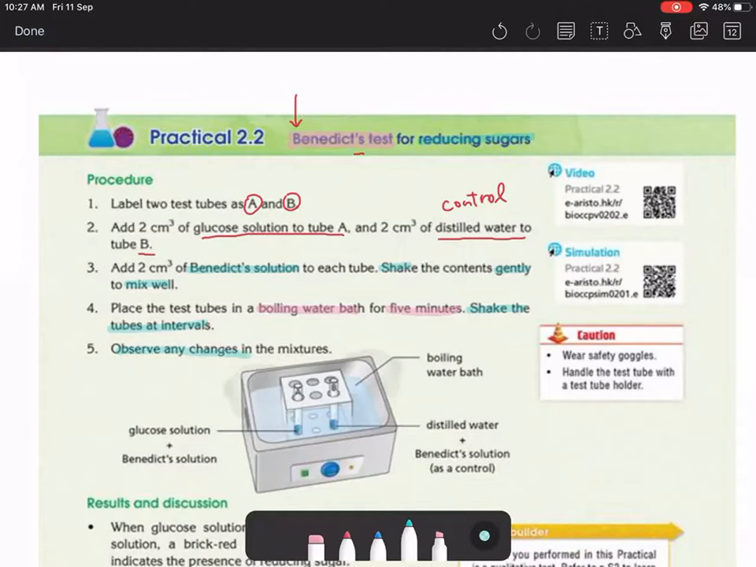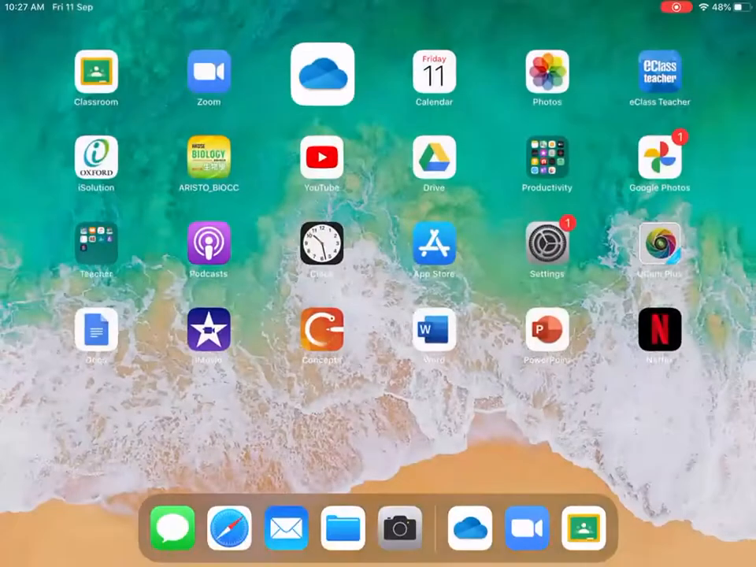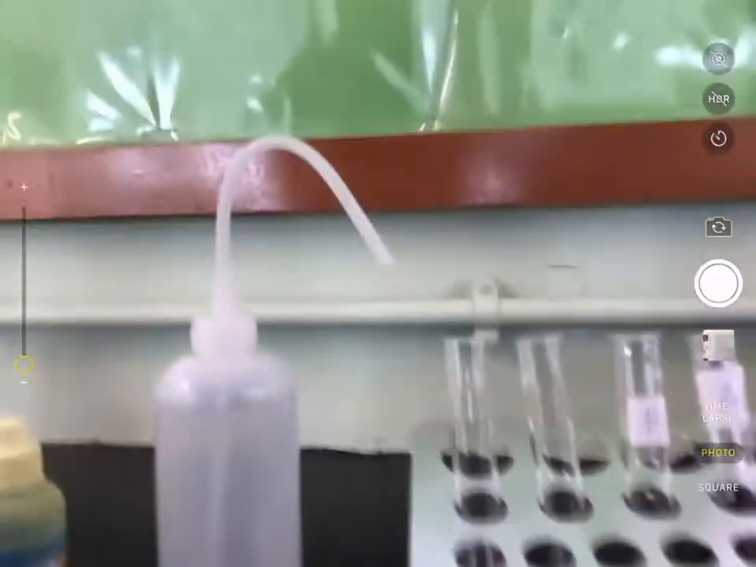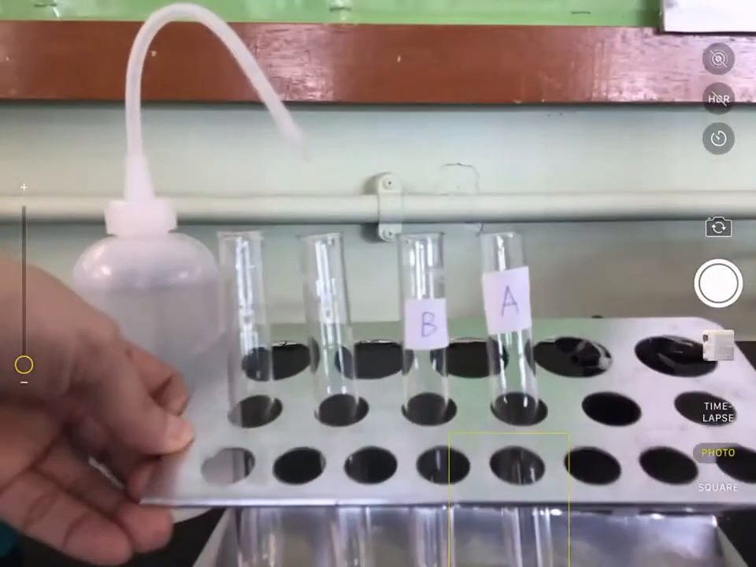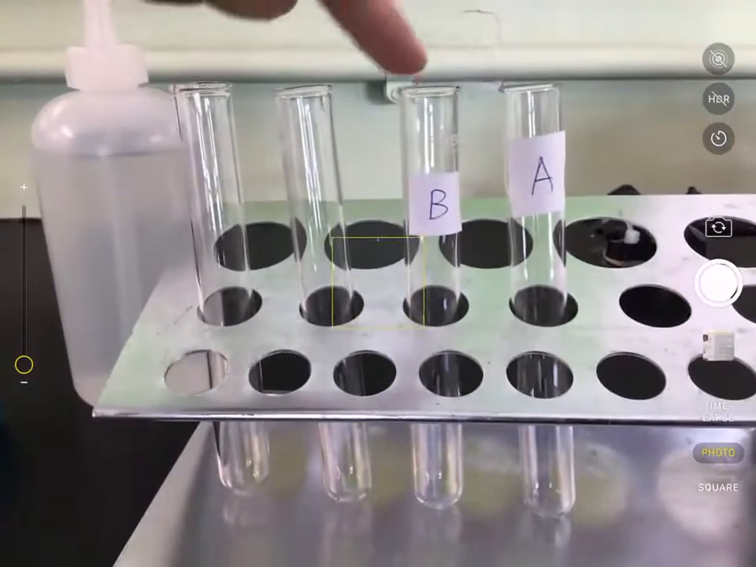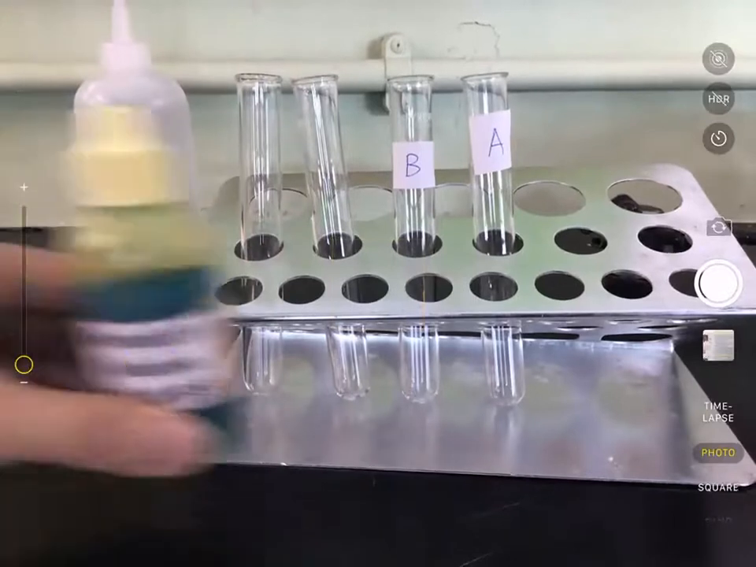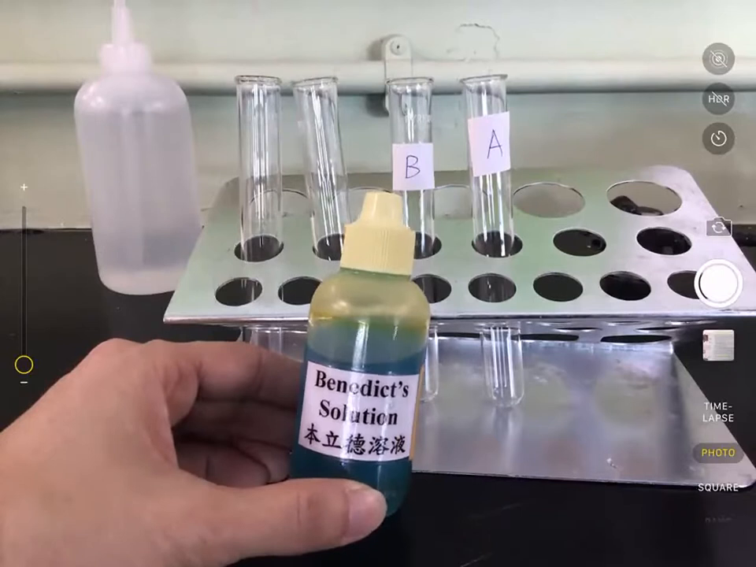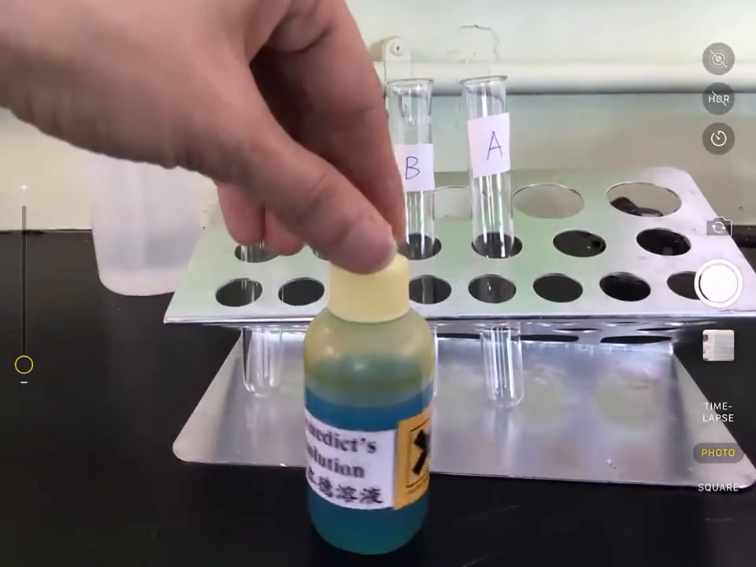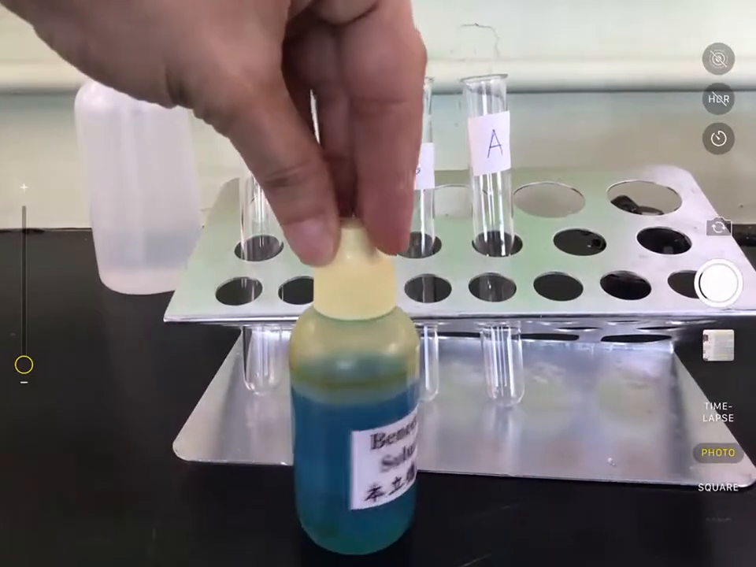Now, again, I'm showing you practical 2.2. Let me show you the camera first. Now, here are two test tubes, test tube A and B. Now, this is the Benedict's solution. It is blue in color, light blue, very beautiful, but harmful.